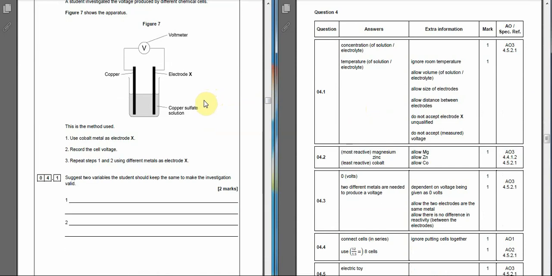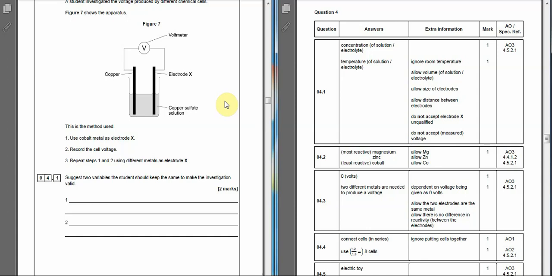Right, 4.1, 2 variables you should keep the same. This is the same as the higher tier, and it was answered dreadfully. Like, people were rubbish at this. Okay, and that's nationally. It's not insulting you or your teachers. You've obviously got an amazing chemistry teacher. You don't get better ones than that.